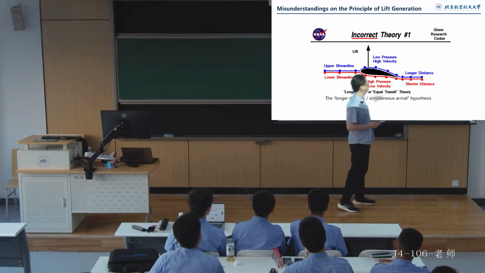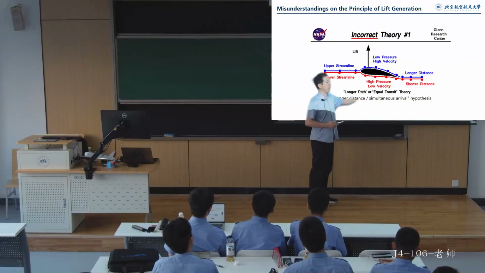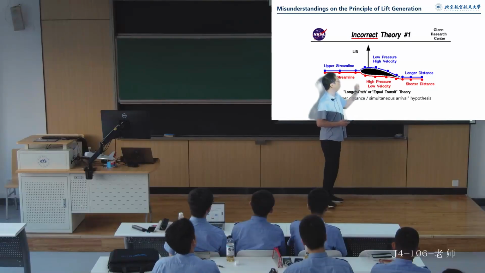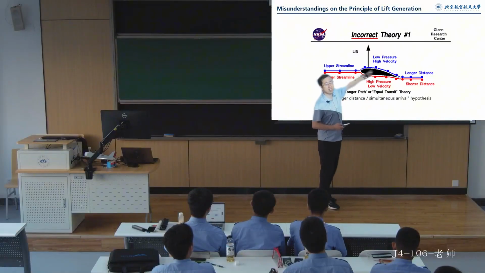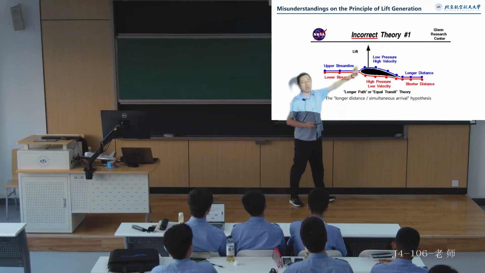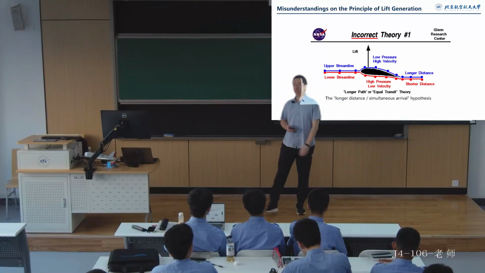At this point, because the distance over the upper surface is longer, and the distance over the lower surface is shorter, the flow speed over the upper surface must be higher to reach the trailing edge at the same time, while the flow speed over the lower surface is lower. Then combining this with Bernoulli's principle, it results in lower pressure on the top and higher pressure on the bottom. There is such a statement, but this statement is actually incorrect.